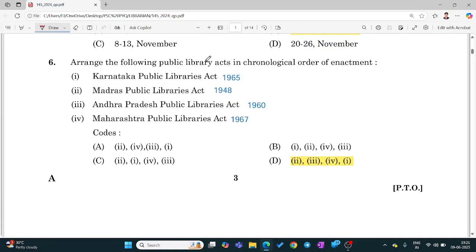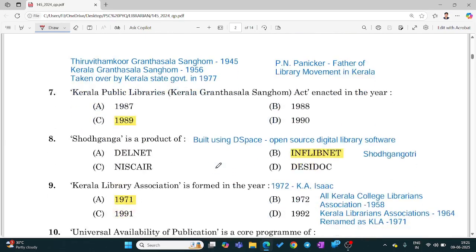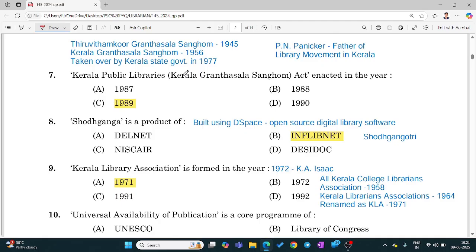Arrange the following public library acts in chronological order of enactment. Madras Public Libraries Act first വരുന്നുണ്ട്. ഓപ്ഷൻ D ആണ് ആൻസർ. Kerala Public Libraries Kerala Grandashala Sangam Act enacted in the year 1989.